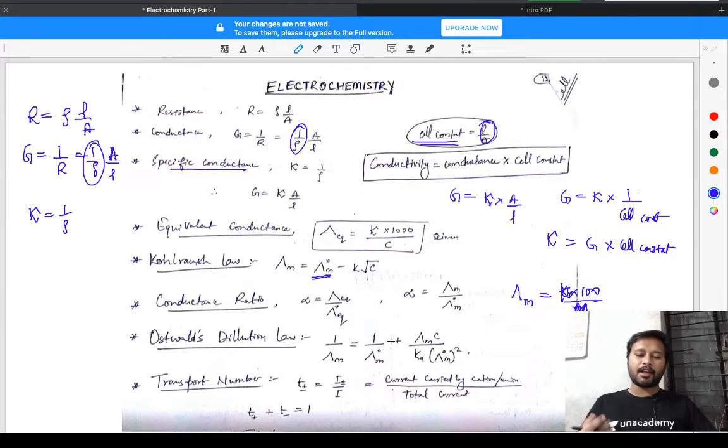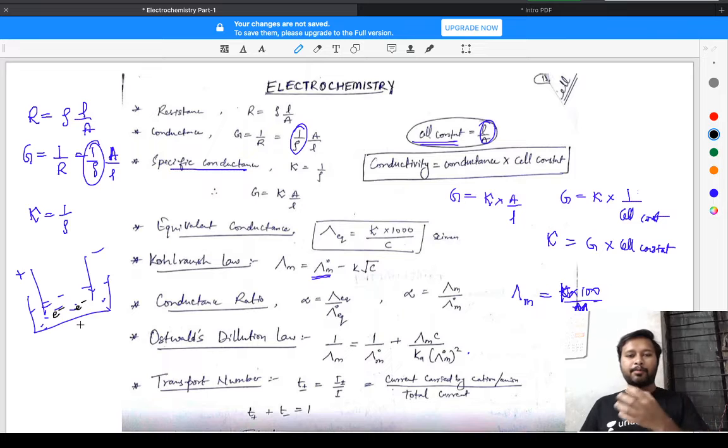The other is transport number. Let's say I have a solution and I have put 2 electrodes, this is the positive electrode, this is the negative electrode, dipped in the solution. The electric current is going to flow inside the solution through ions. There are 2 types of ion, positive ion and negative ion. How much the positive ion helps to make the current flow, and how much the negative ion helps, is called the transport number of those ions, given by T plus and T minus. The overall value should be equal to 1, so T plus plus T minus should be equal to 1.